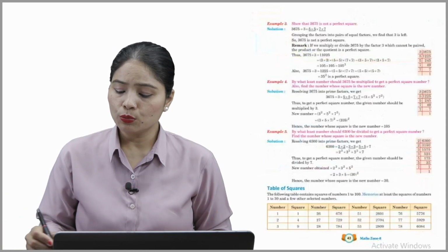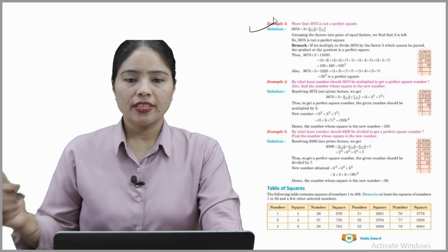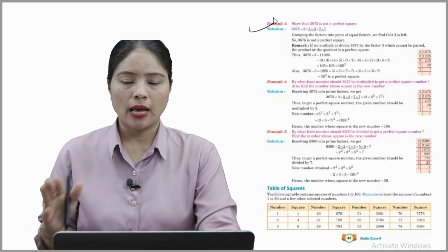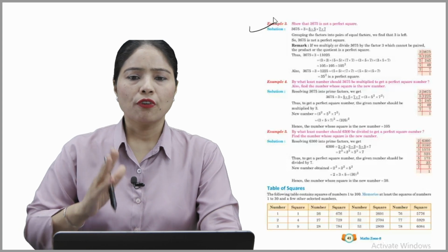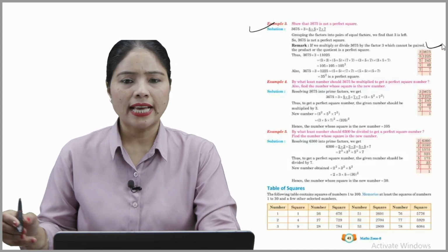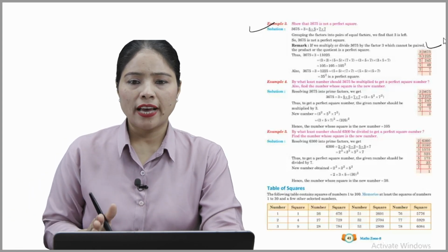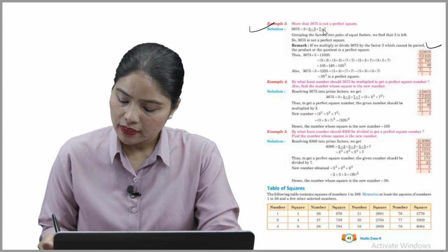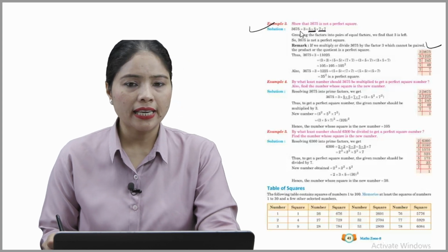So now move on to the next one. Show that 3675 is not a perfect square. Now we have to show that this is not a perfect square. So for that, what we need to do is take the prime factors in this way. So what factors did we get? 3 into 5 into 5 into 7 into 7. This became a pair, this became a pair, but this one is left single.